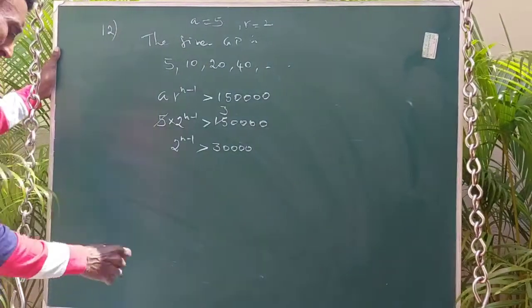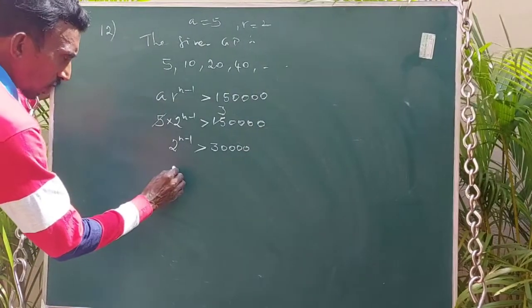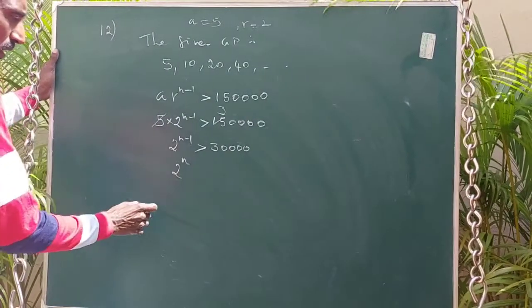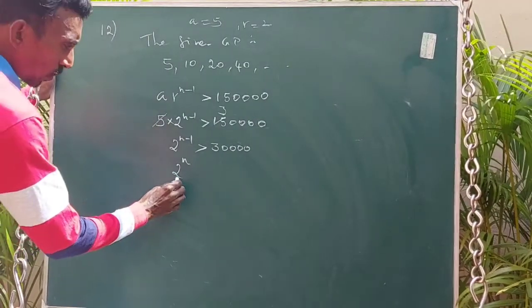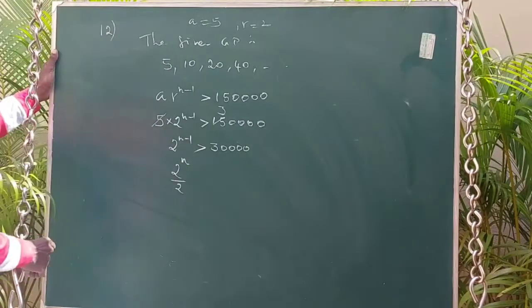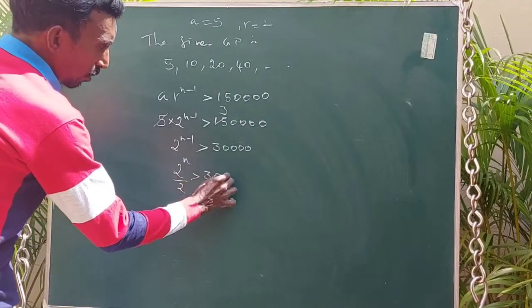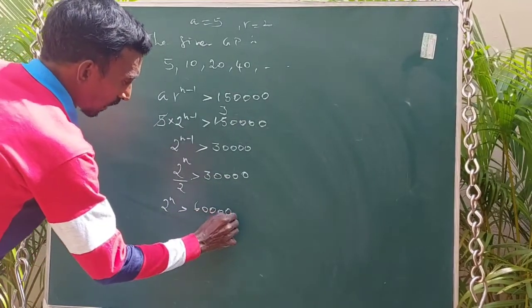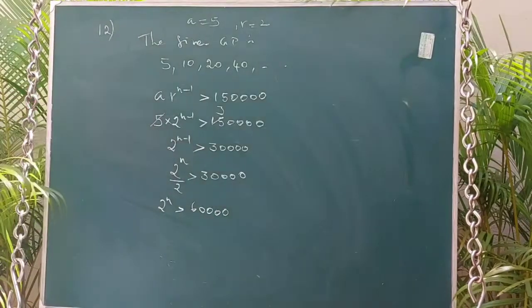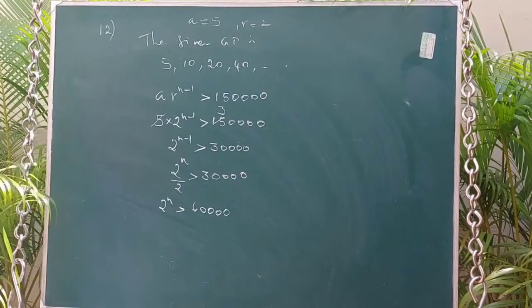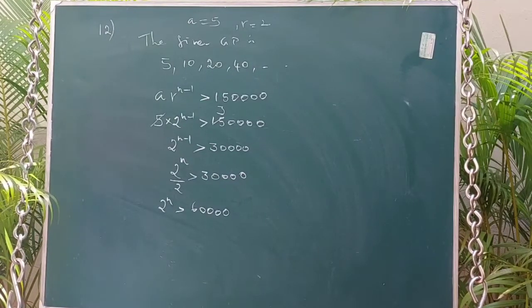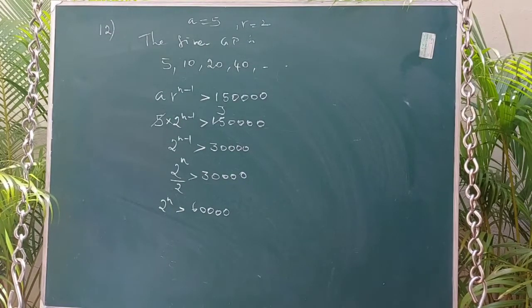If you want, we can cancel this. Okay. So 2 power n by 2 greater than 30,000. So 2 power n greater than 60,000. Okay. So listen, my dear student, we just have to observe for what value of n it's greater than 60,000. So before that, we have to use the logarithmic method. Take log on both sides, it will give the clear answer.